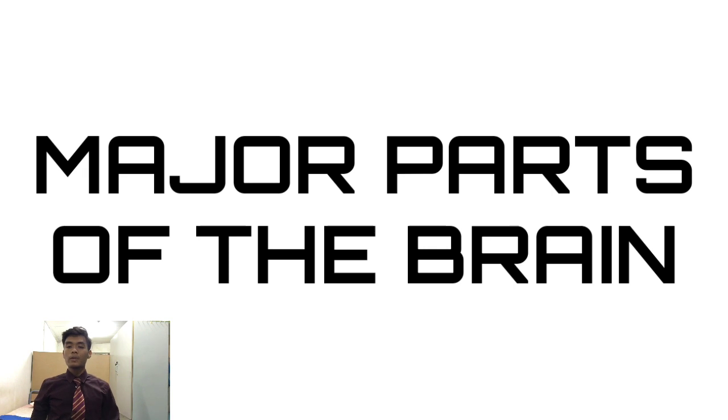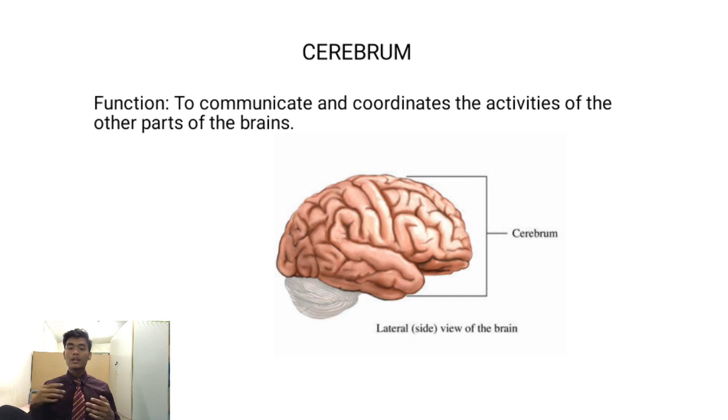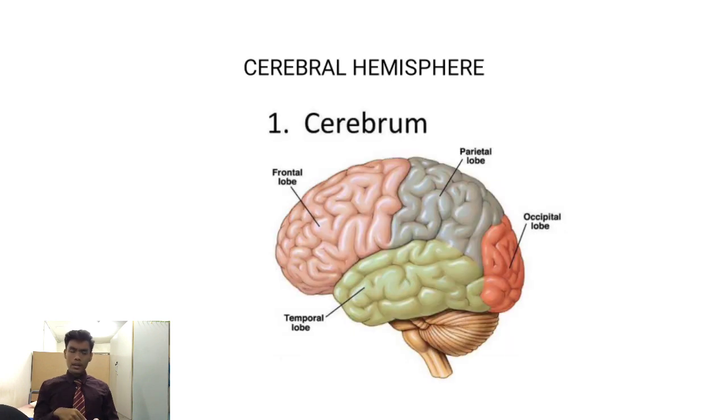Moving on, I'm going to tell you about the major parts of the brain, which consists of four major parts. First is the cerebrum, the largest portion of the brain, which is used to communicate and coordinate the other parts of the brain. The second major part of the brain is the cerebral hemisphere. In the cerebral hemisphere, we have four parts: the frontal lobes, parietal lobes, temporal lobes, and the occipital lobes.